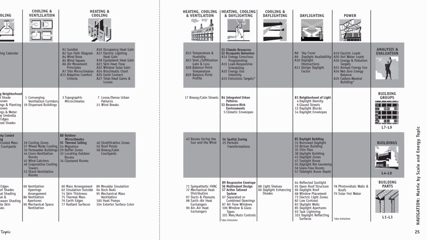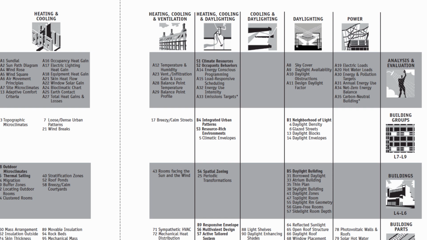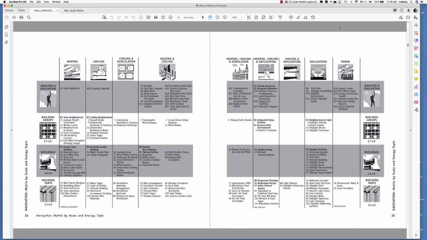Down at the end, we have some that only apply to daylighting and some that only apply to power. And then if we zoom in, you can see that each one of these has a label there, and it'll say, for instance, if it's an analysis technique, it might say A9 daylight availability, A10 daylight obstructions, etc. Or it might be a bundle, such as B1 neighborhood of light, or it might be a design strategy, such as thin plan number 35, or daylight zones number 41. So you can begin to figure out, what am I working on today? Am I working on one of these topical issues, or am I working at a particular scale today in my design? And you can find your strategies that way.